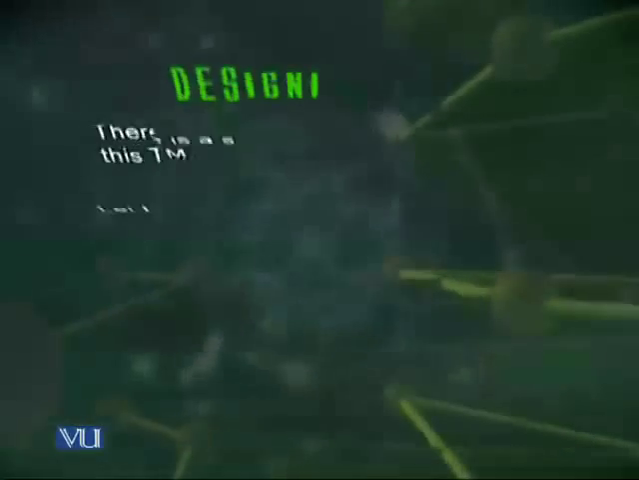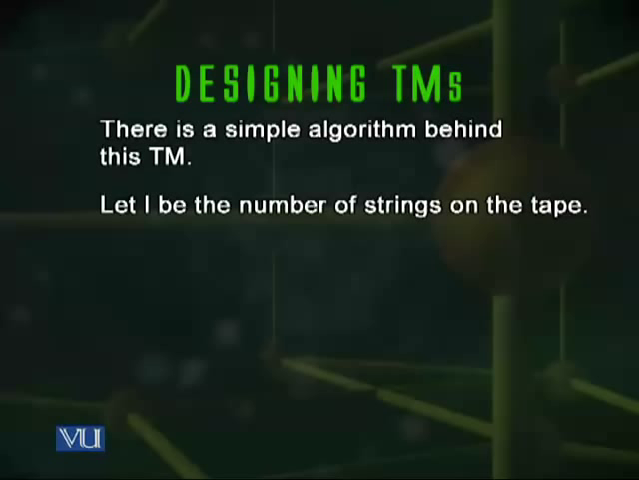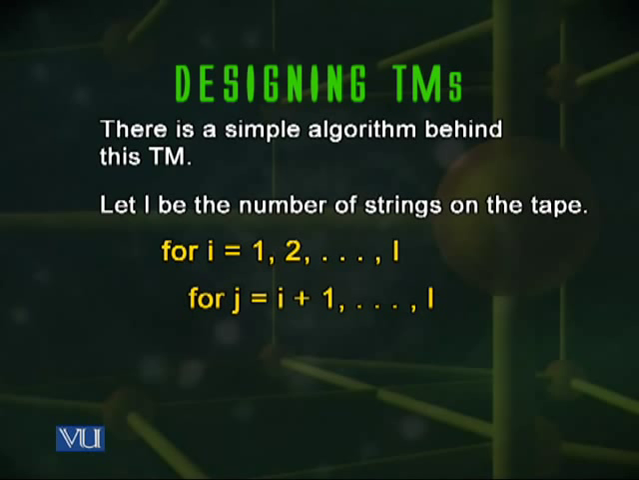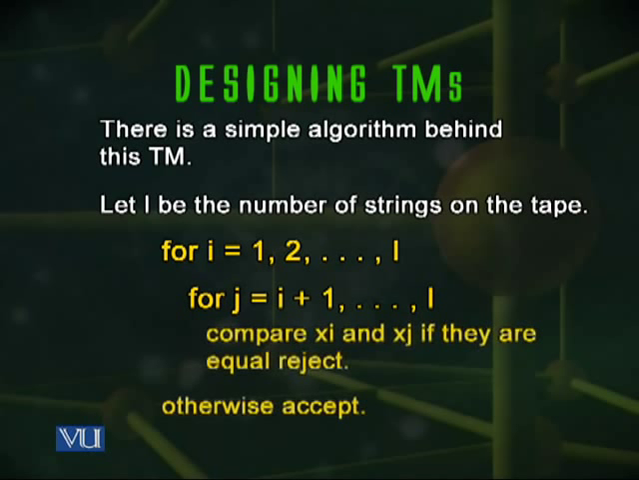The formal description of this algorithm can be given as follows. Let L be the number of strings on the tape, for I going from 1, 2, 3 up to L, and for J going from I plus 1 up to L. Compare the string xi and xj. If they are equal, reject. Otherwise, if the algorithm successfully goes through all these loops, we can accept the input, as we have established that all strings are distinct from each other.